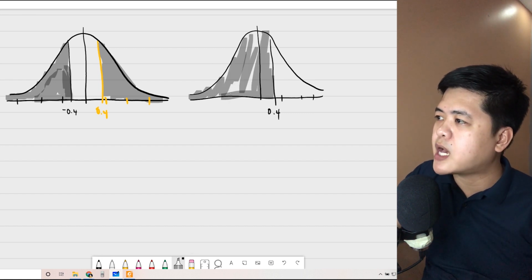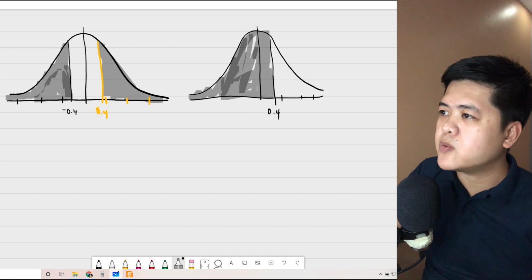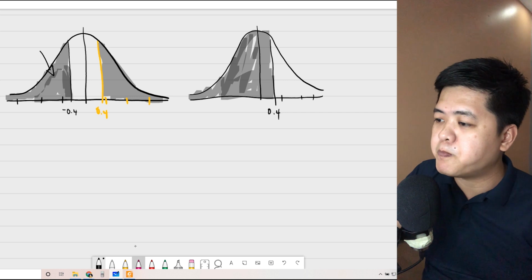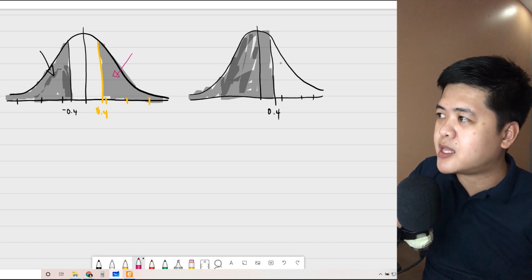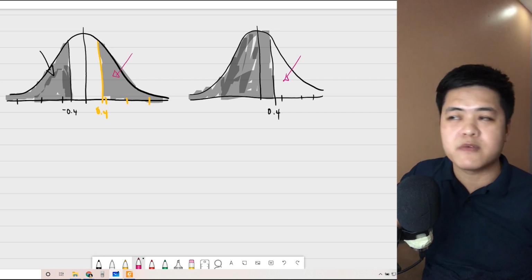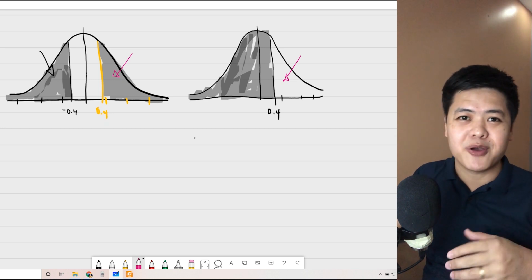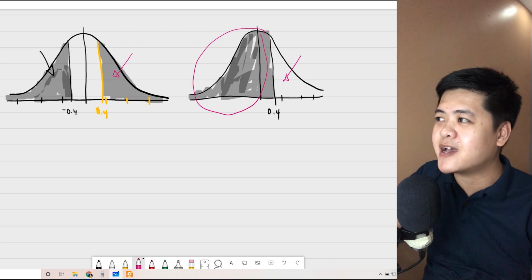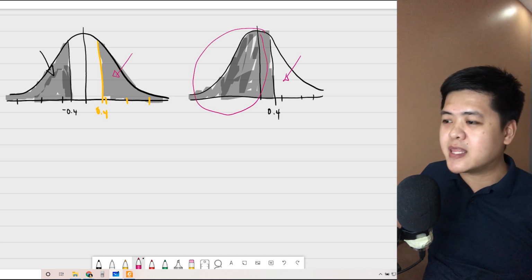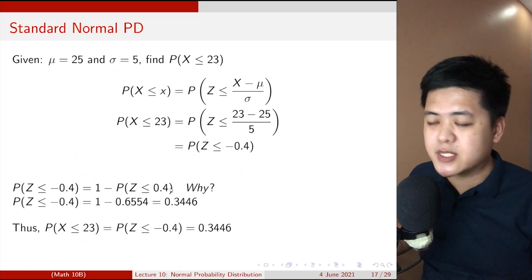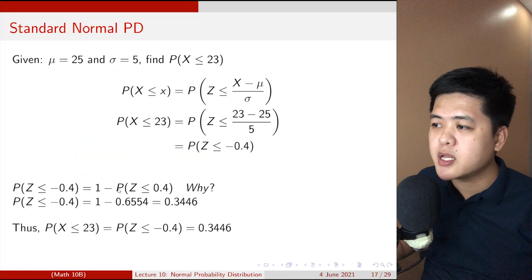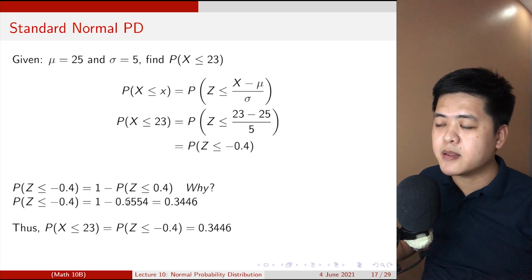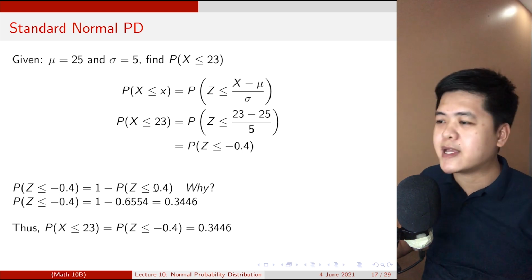So, the question is, how can we get this particular area over here, which is the same as this one, and also this white area over here. Okay, you're actually correct. All you have to do is to get this area, and subtract it from 1. Tama? And that's basically what's written over here. So all we have to do is to subtract the probability that z is less than or equal to 0.4 from 1.